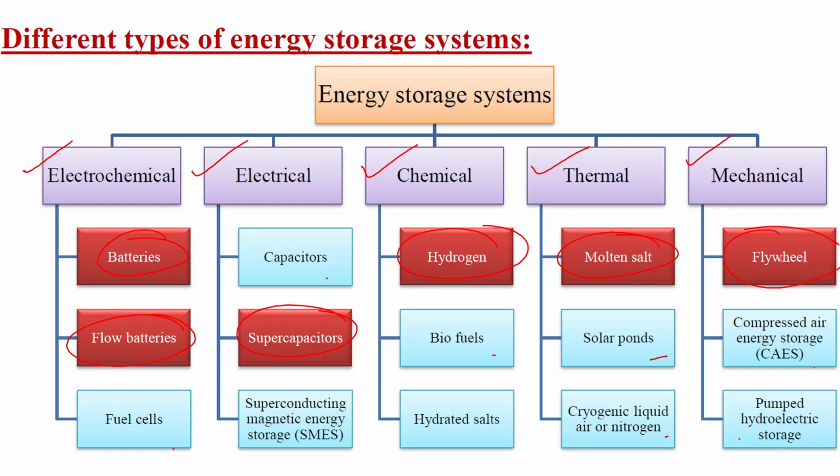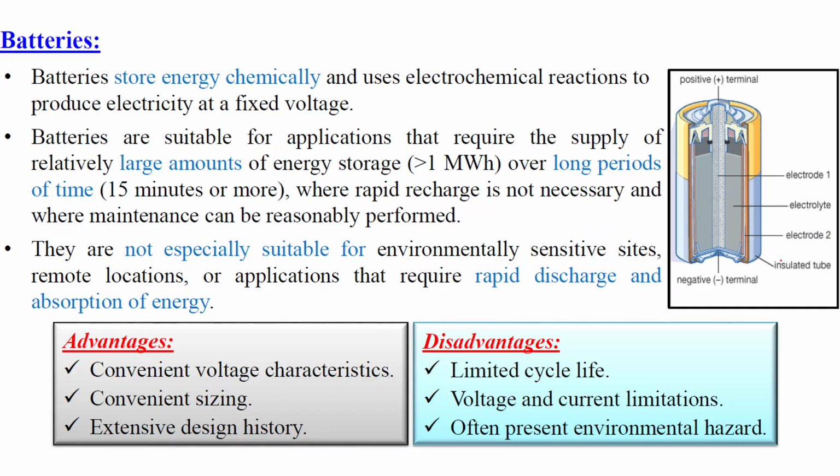So coming on to the first one, which is batteries. What are batteries? Basically, they are electrochemical energy storage devices which store energy chemically and use an electrochemical reaction to produce electricity at a fixed voltage. You might have heard about batteries and supercapacitors in your 10th, 12th, in school time. Batteries store energy chemically. A chemical reaction takes place within a battery to store energy.